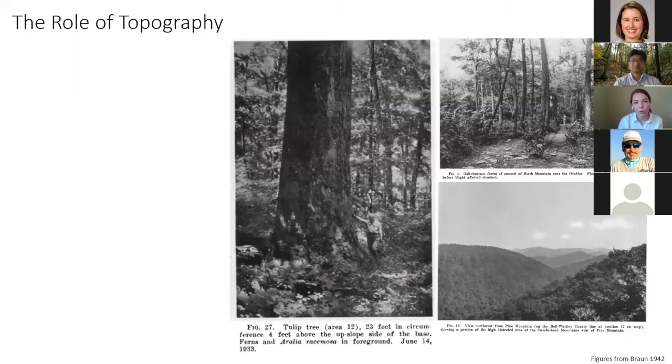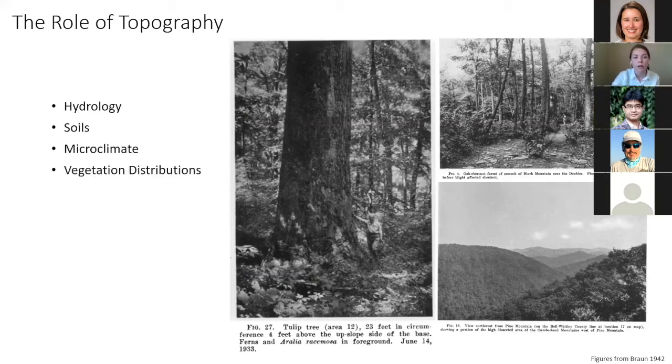I want to start with thinking about the role of topography and how that has played in modifying patterns of hydrology, soils, microclimate, and vegetation distributions. What I mean by this is patterns of drainage we might see, or how soils form, or how microclimates vary within the same landscape.